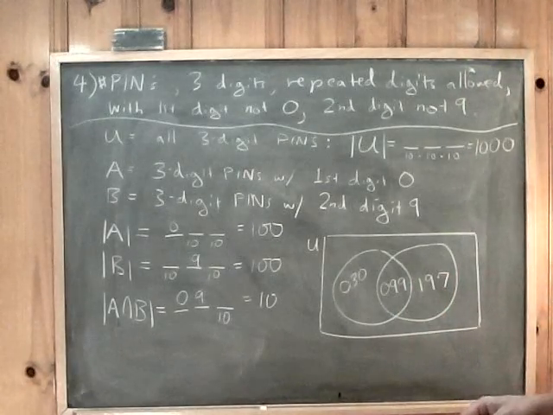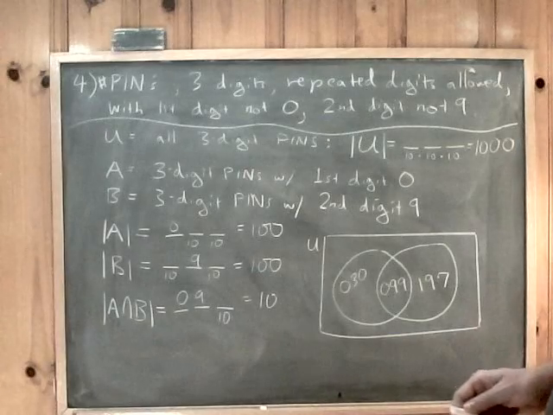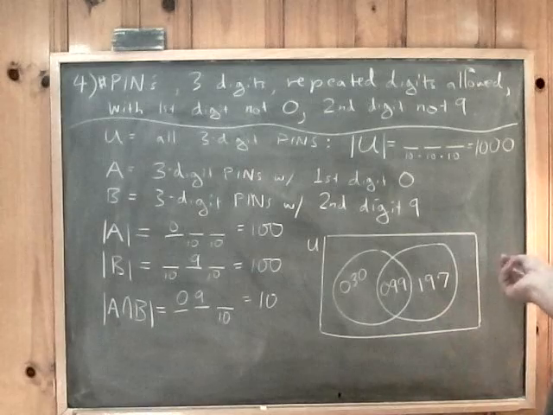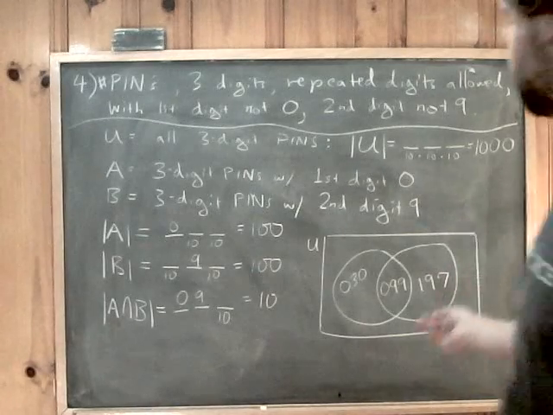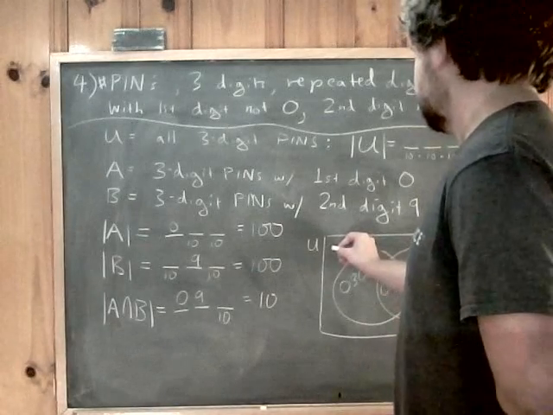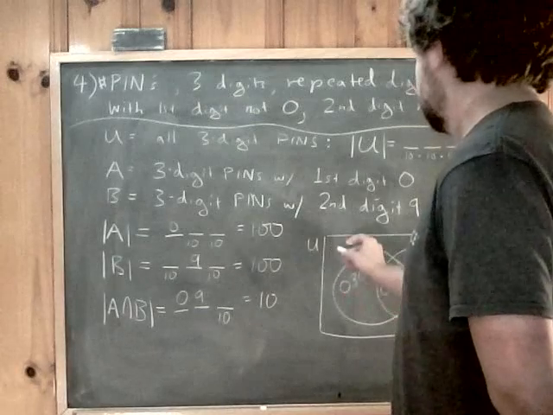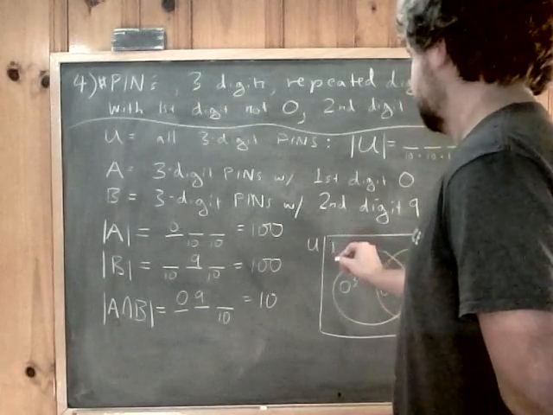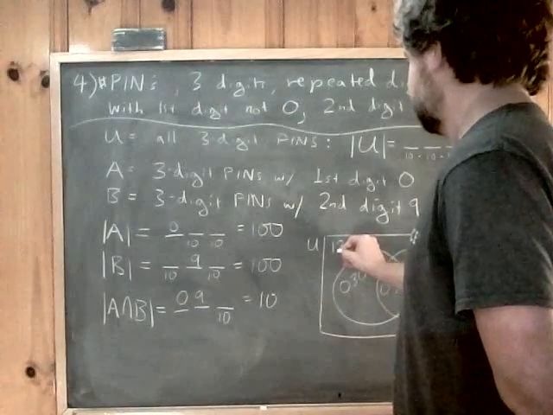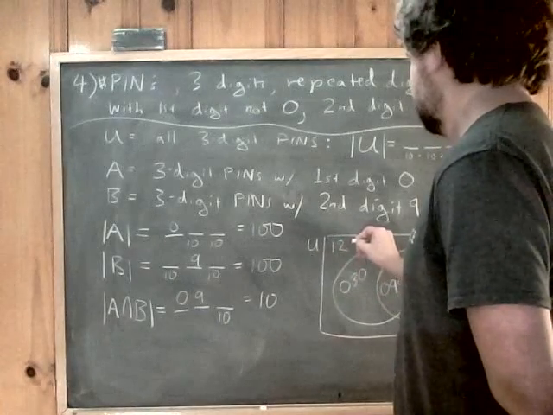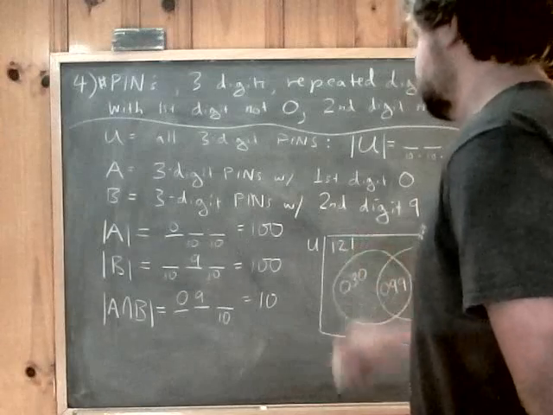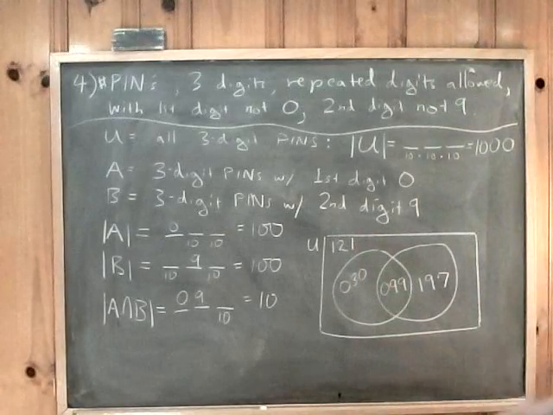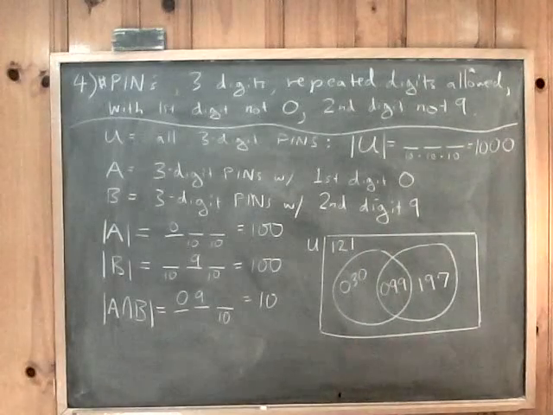but also any other choice for that third digit. So the ones that we actually wanted to count are the ones that are not in either circle, the ones that are in the complement. So that would be the items that are outside here, things that don't have a 0 in the first spot, don't have a 9 in the second spot, but can have anything in the third spot.